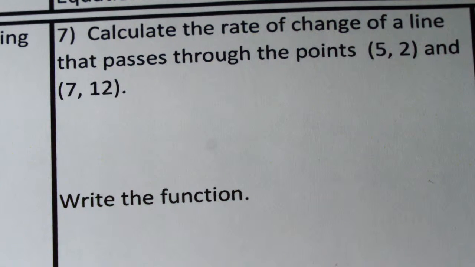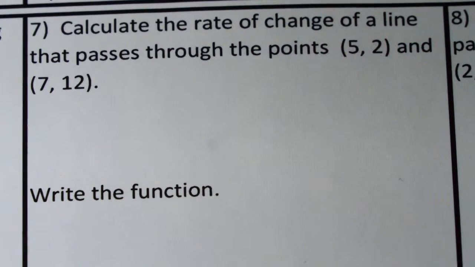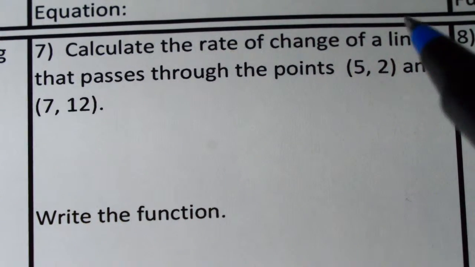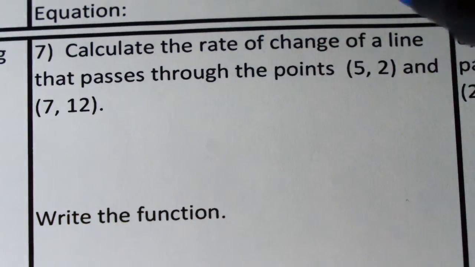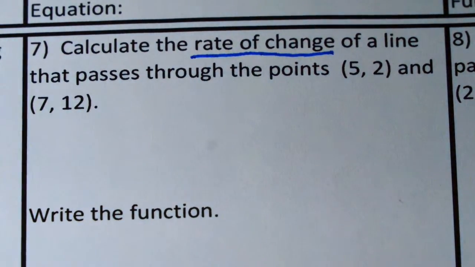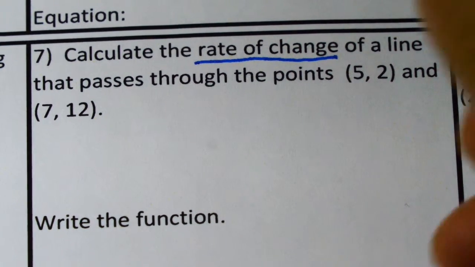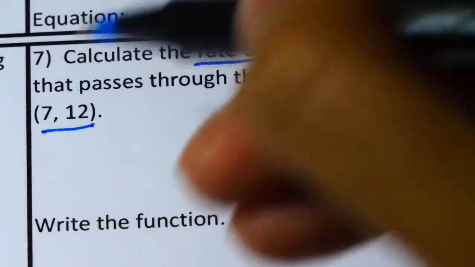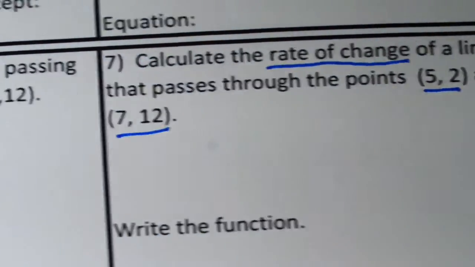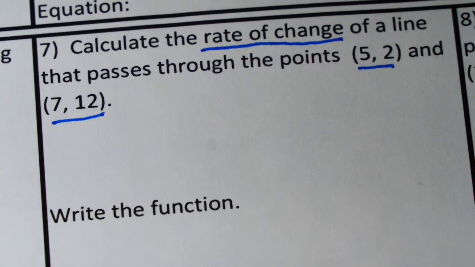Okay, so now these questions, we don't have graphs, but we have xy points or xy coordinates. So the question is saying calculate the rate of change. So we're still doing the same thing. We're trying to find the rate of change. And to find the rate of change, we need 2 points. And the question has given us 2 points. I'm going to start on question 7 first, because it's a bit easier to explain.